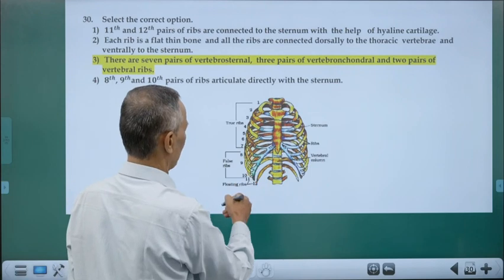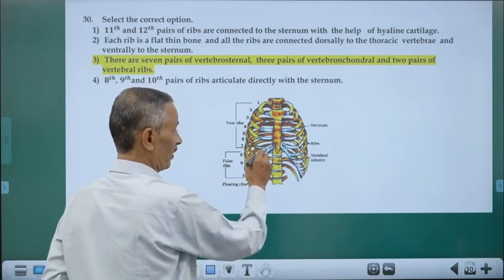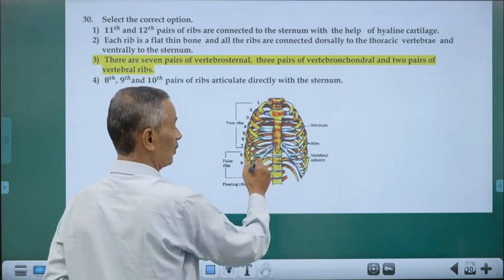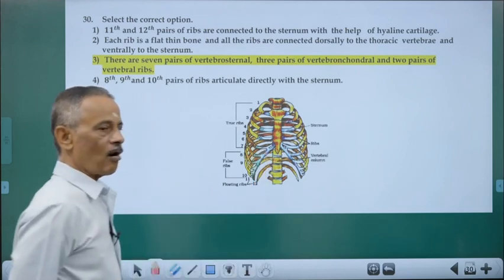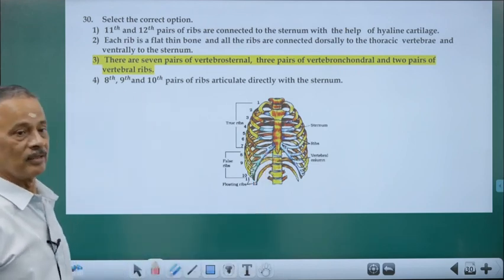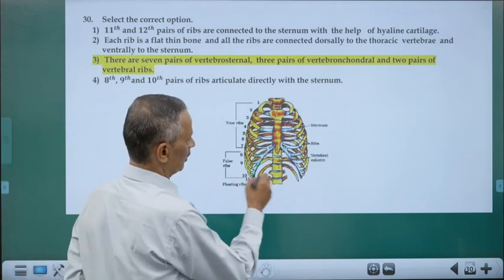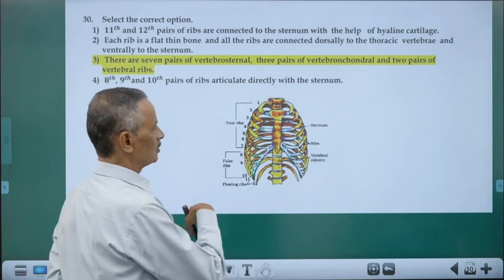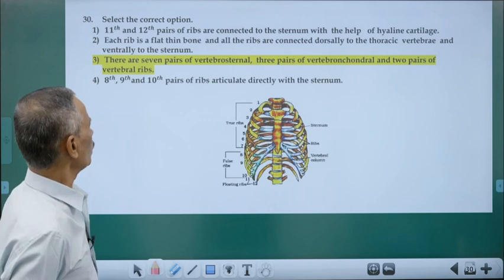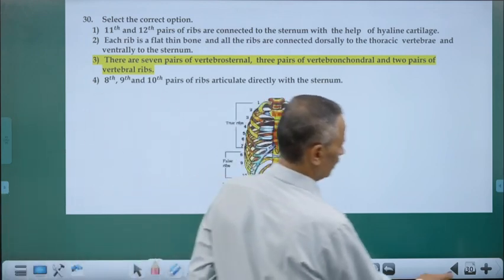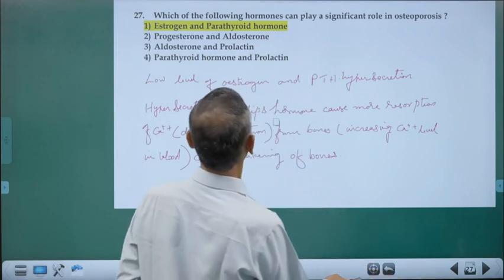They are also called vertebrosternal. The 8th, 9th and 10th are false ribs because they are connected to the cartilage of the 7th. They are not directly connected but are connected indirectly through the cartilage of the 7th, so they are called vertebrochondral. The 11th and 12th pairs are the shortest ones, which are not at all connected ventrally. They are called floating. This is the one which we have to remember.